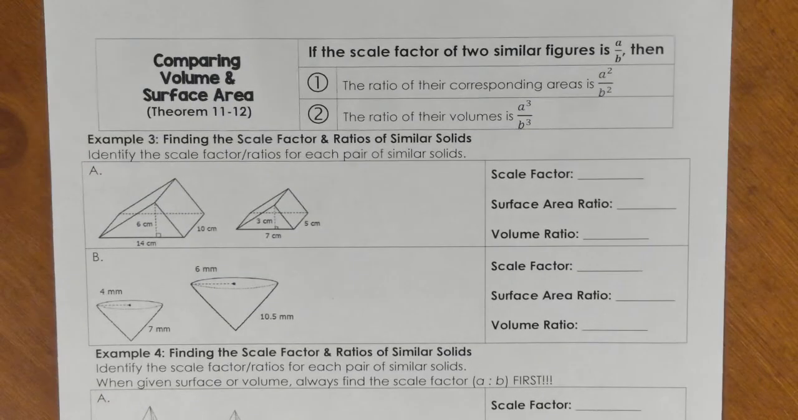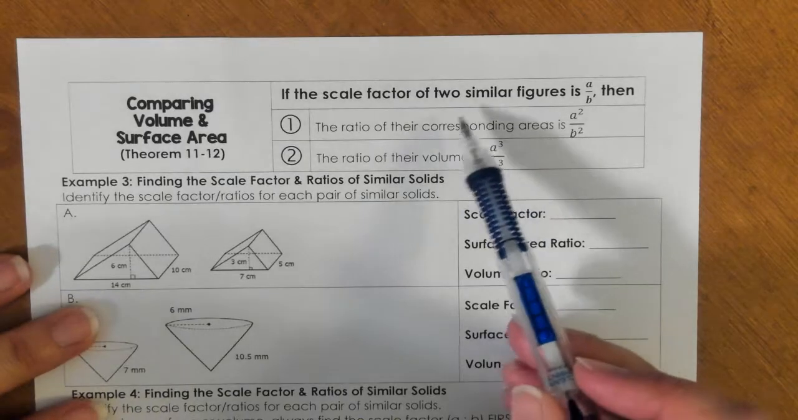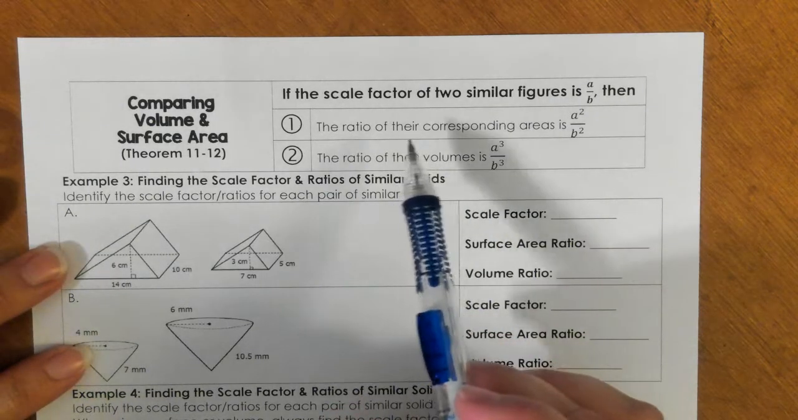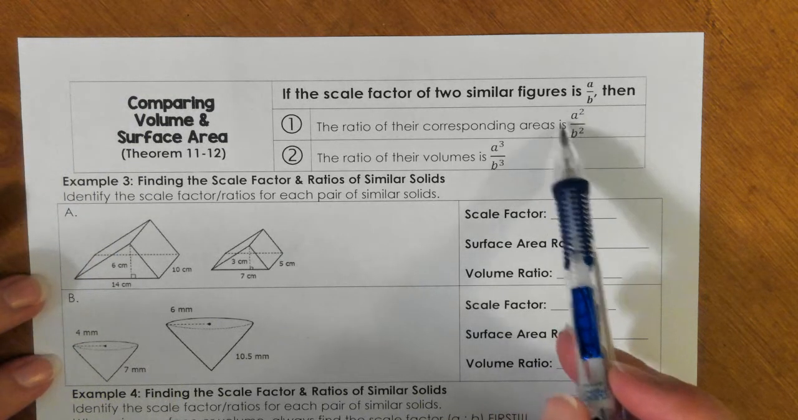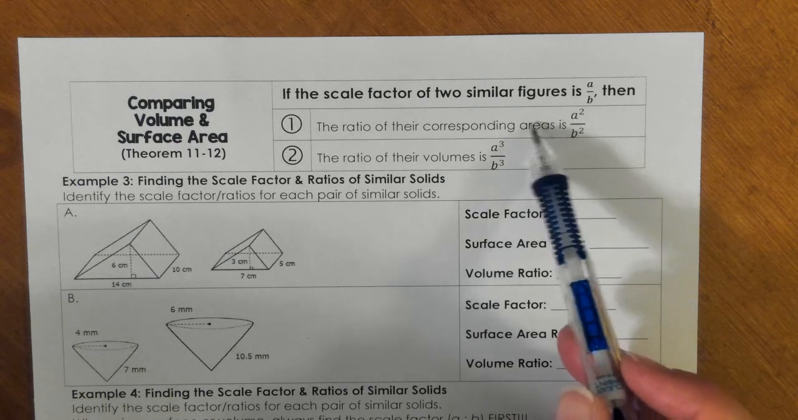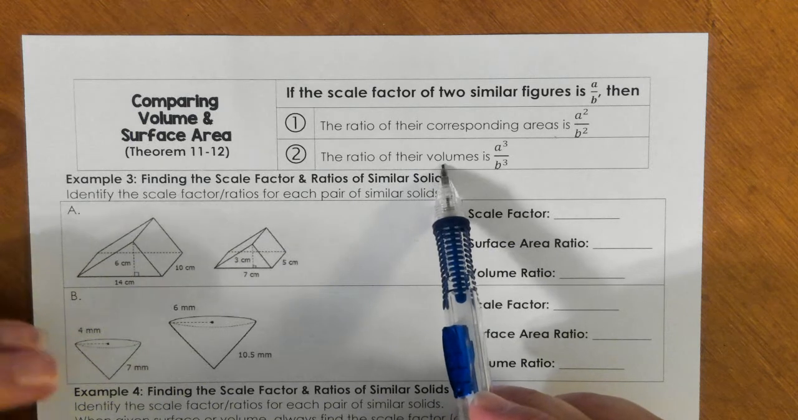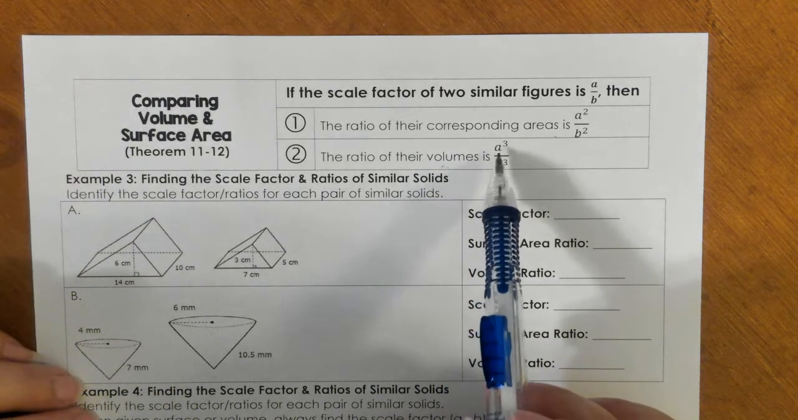All right, the next part says if the scale factor of two similar figures is A over B, then the following occurs. The ratio of the corresponding areas is A squared over B squared. This should be kind of familiar since we did this in the last one. The areas, we just squared it. But now we're going to talk about the volumes. Last time we talked about perimeter. Volume and perimeter are completely different. So volume, the ratio would be A cubed over B cubed.